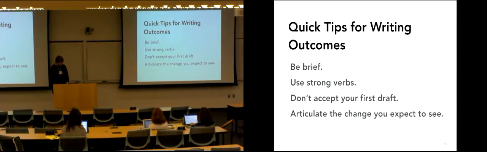So just a couple of quick tips for writing outcomes. First, be brief. Longer outcomes are not better. Outcomes with more information in them are not necessarily better. They're much harder to measure with single learning activities and assignments. Use strong verbs and use one verb. Don't use two verbs at the front of your outcome because, again, we're issues with measurability.